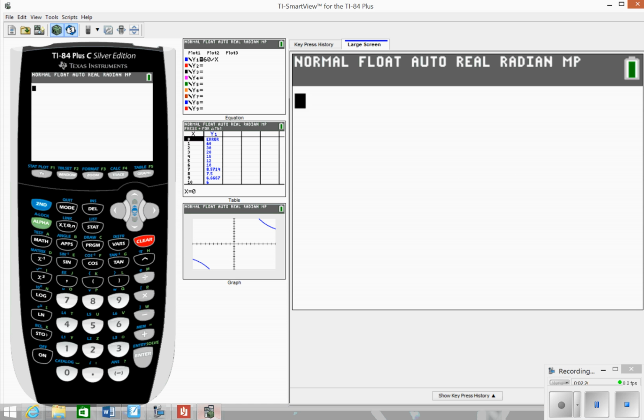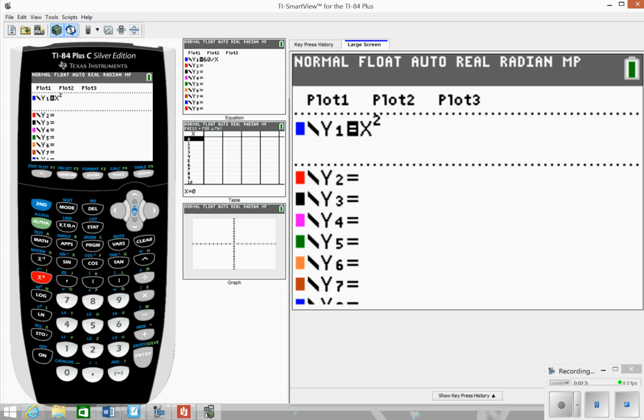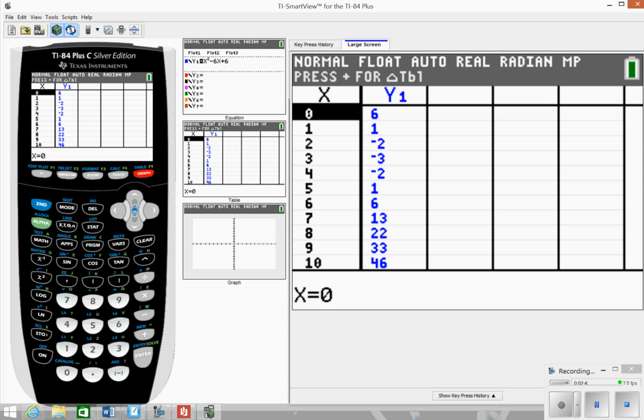So first thing I'm going to do is go into the calculator. I'm going to go to y equals, clear out whatever I have, and enter that in. So x squared minus 6x plus 6. And I'm going to go ahead to the table, so second graph to get to the table. And you need to scroll through the table until you see symmetry.